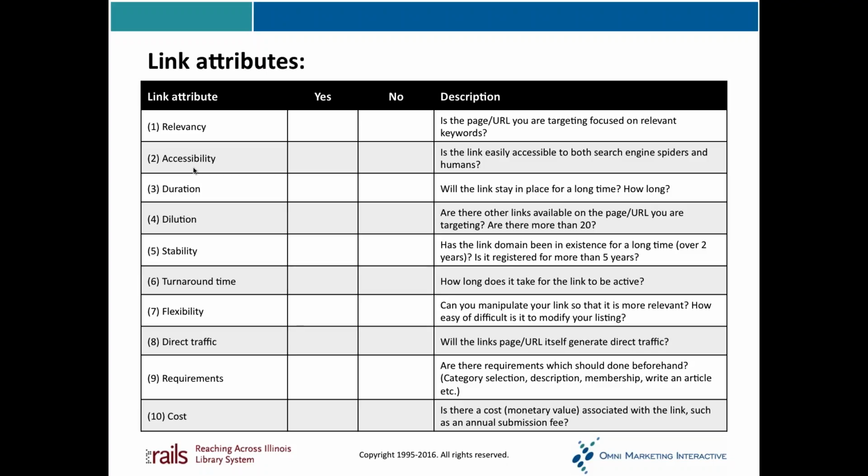If you have to be a member of something, that's a big deal, and we want to make sure the membership directory is publicly accessible. If it's privately accessible and a search engine can't reach it, the link's not going to count. And there are sometimes submission fees, like bestoftheweb.com, but it's a one-time submission fee, and that's okay. Now, when I talk about flexibility, can you manipulate your link so that your site is more relevant?